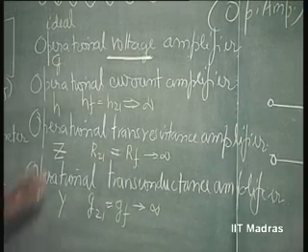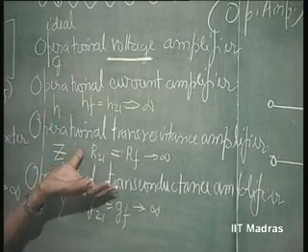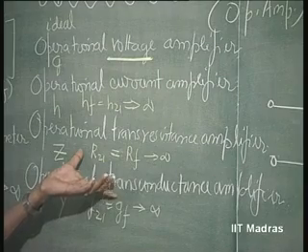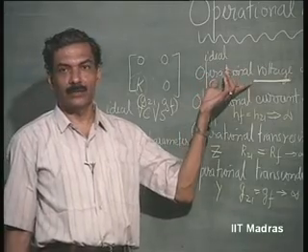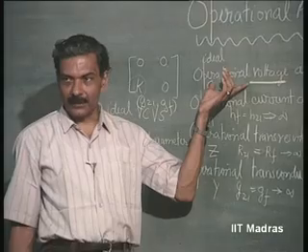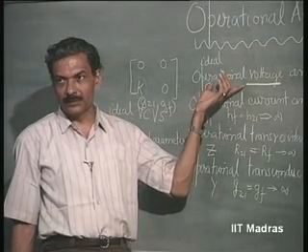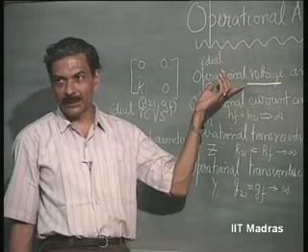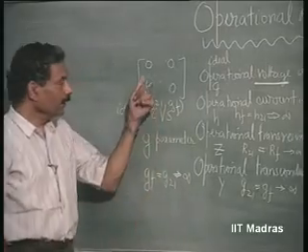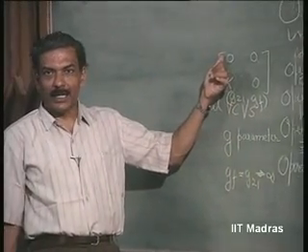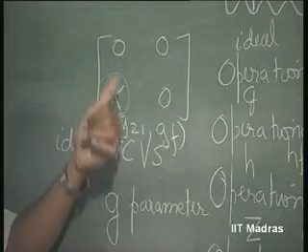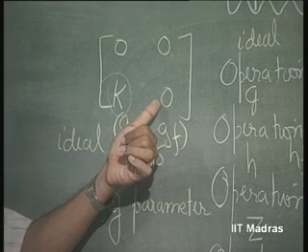So, these are the basic definitions of operational amplifiers. Let us concentrate on how we can design a good operational voltage amplifier. Obviously, the input impedance should be as high as possible, and the output impedance should be as low as possible.